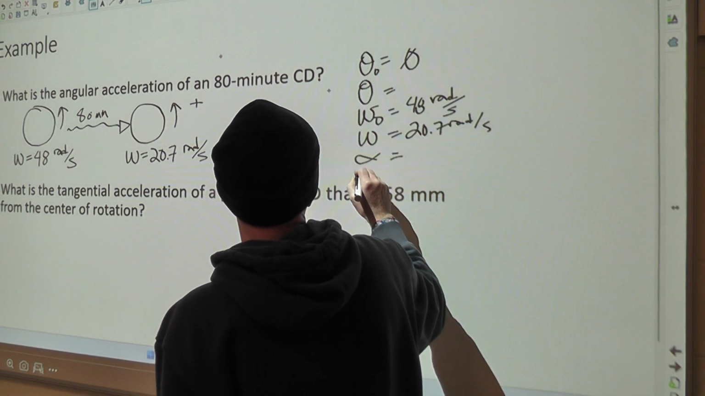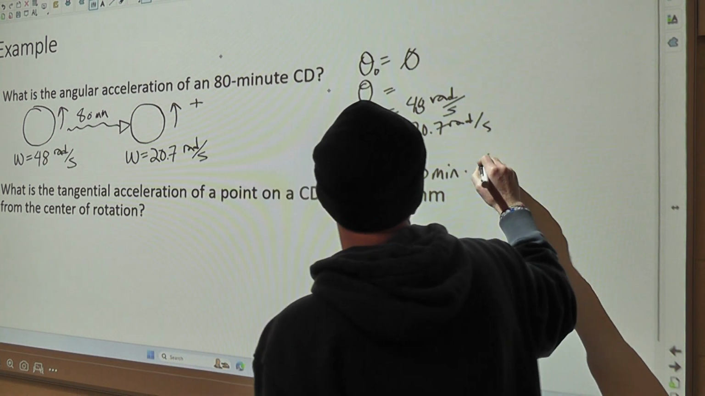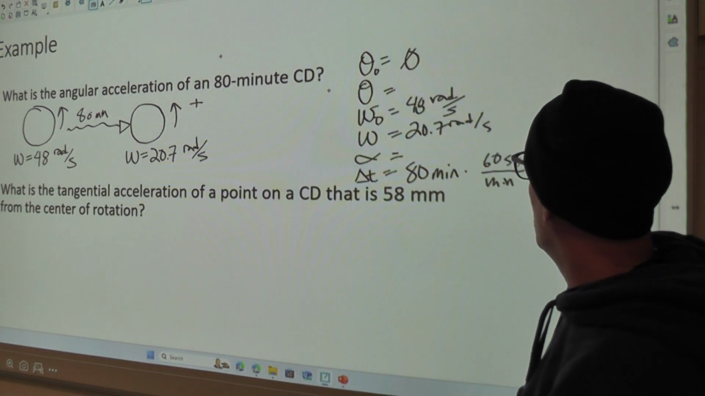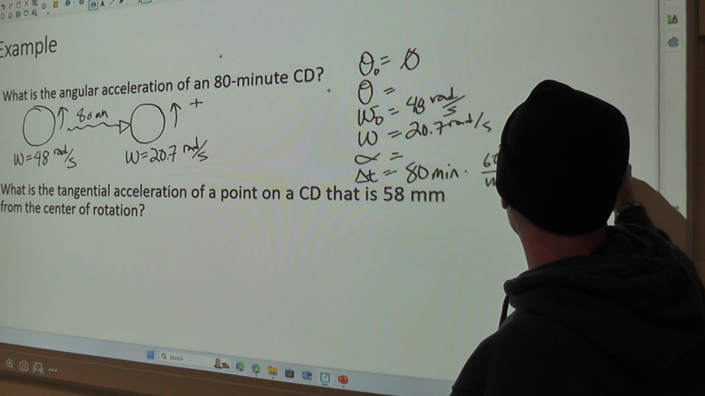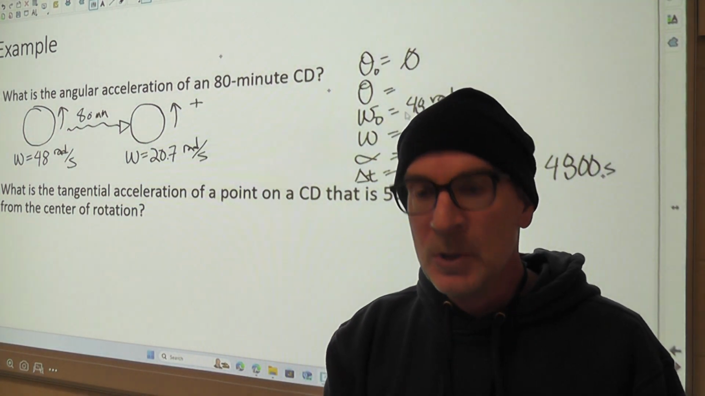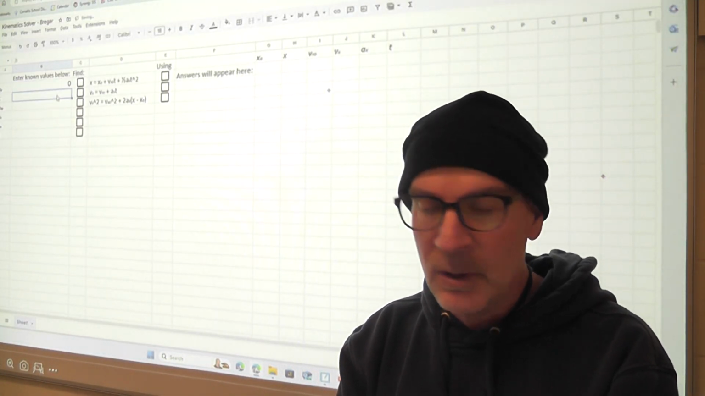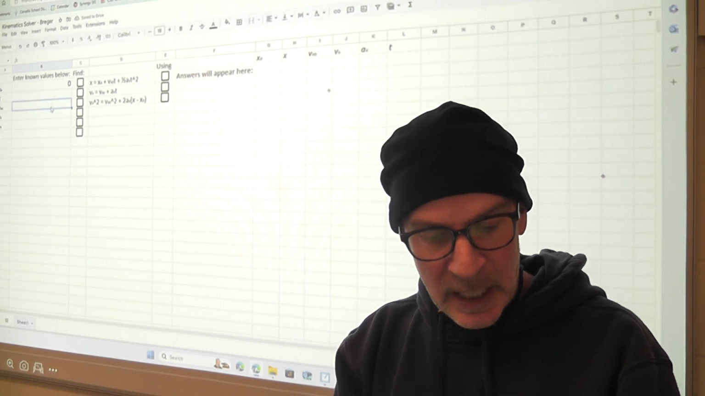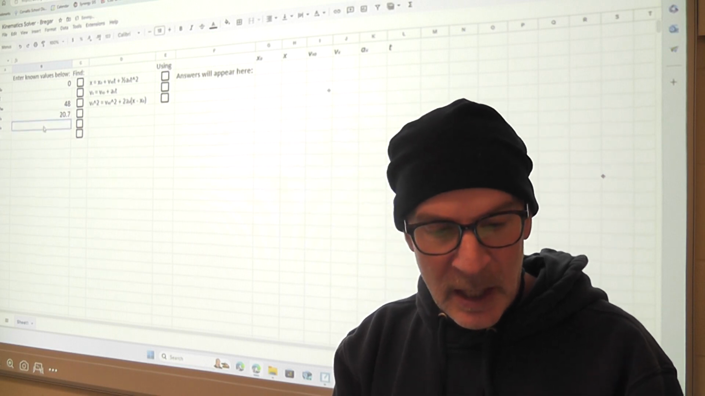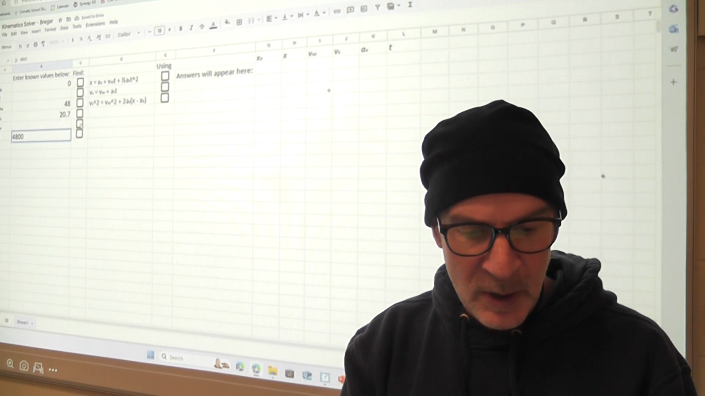Don't know the acceleration. The amount of time that goes by, well, it's 80 minutes, but there's 60 seconds per minute. And since all of our speeds are in seconds, we want to make sure that our time is in seconds as well. We can put these numbers into our kinematic solver. Initial position of 0, final position unknown, initial velocity is 48, final velocity is 20.7, acceleration is unknown, time is 4,800 seconds. We're looking for acceleration.